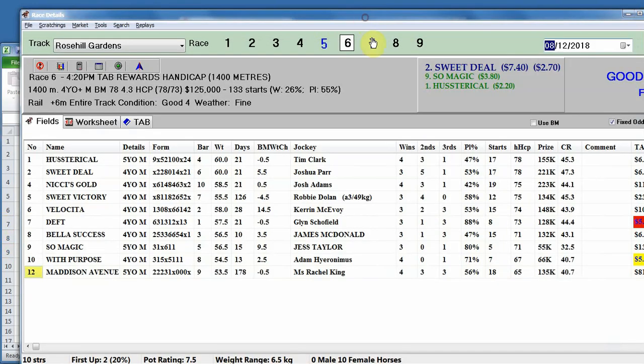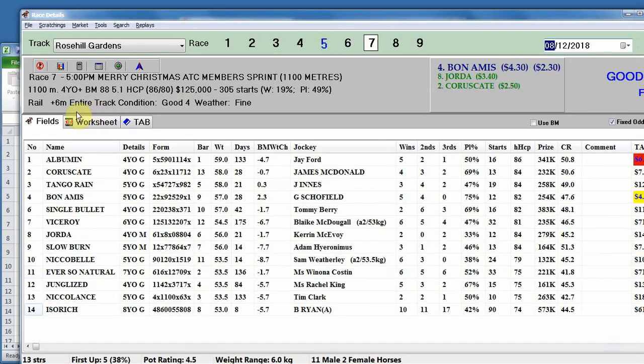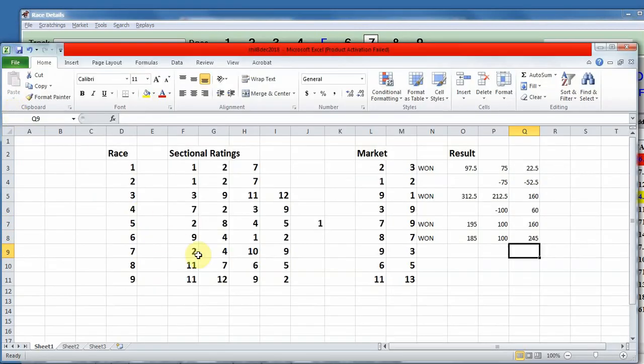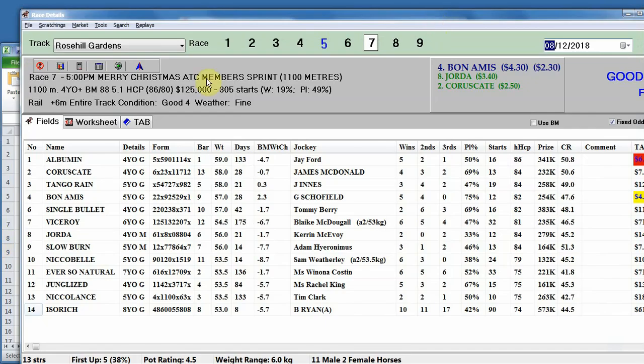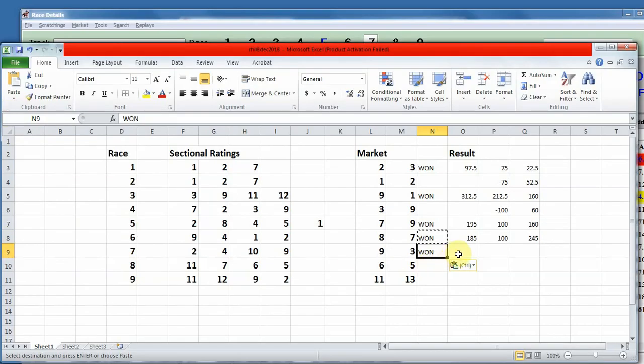Race 7. Bon Amis, number 4. Yes, we got that one. So that has paid $4.30. 107 minus 100, so we're basically at the break-even point there almost. So a very small profit there.